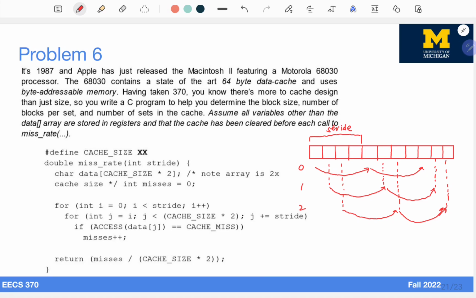Okay, so in total there should be a stride number of outer loops, and in every inner loop it looks like this pattern.